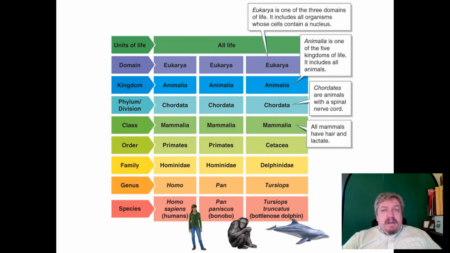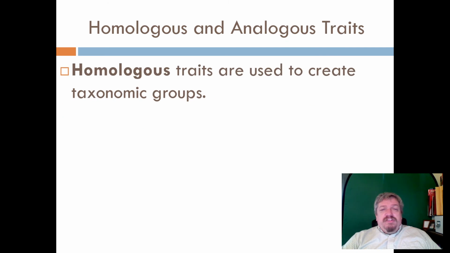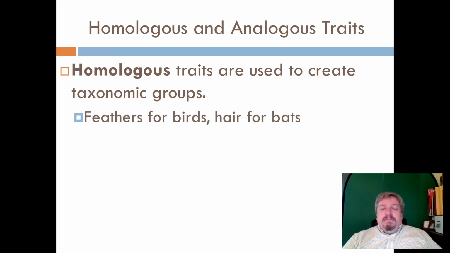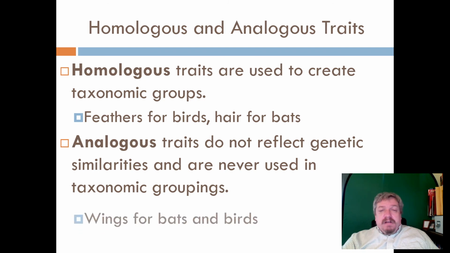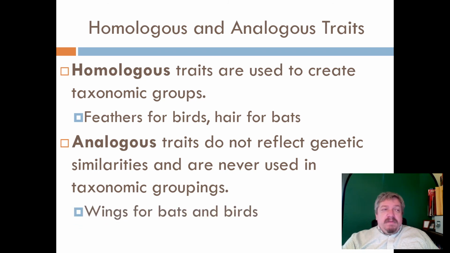Okay. Now, we can look at the traits that are used to create these. Homologous traits are those traits that they share in similarity. So for example, birds have feathers. They all share this trait. All bats have hair. All fish have gills. That kind of thing. Okay. Analogous traits, we don't really use these. These are things that don't reflect genetic similarities. So wings, because bats and birds both have wings, but they develop differently. And so we don't use this to classify. We don't use flying as a classification.